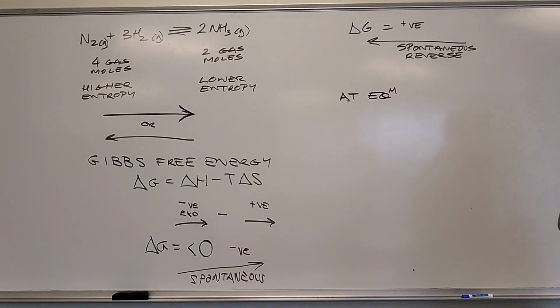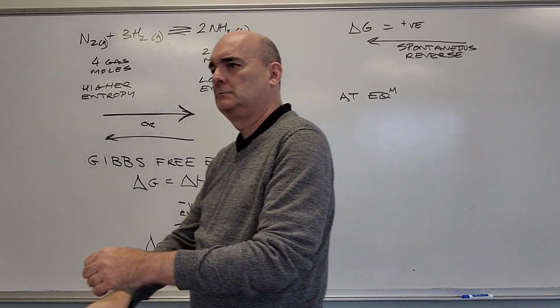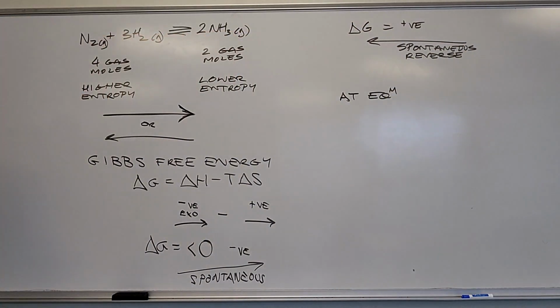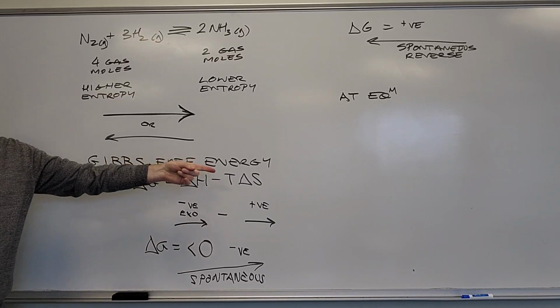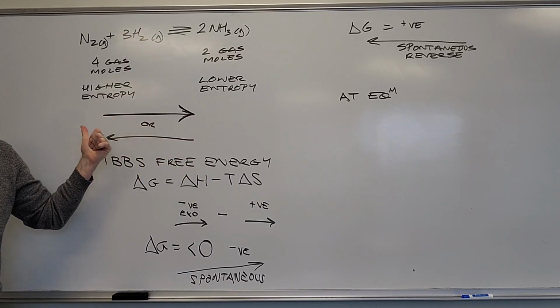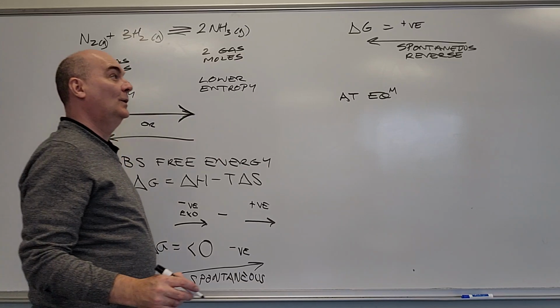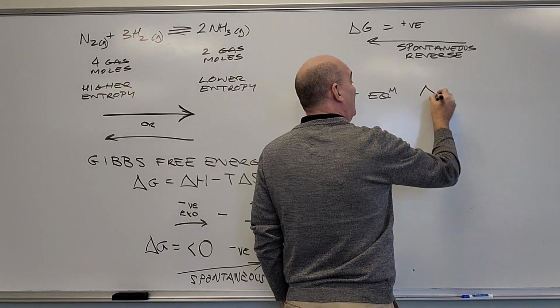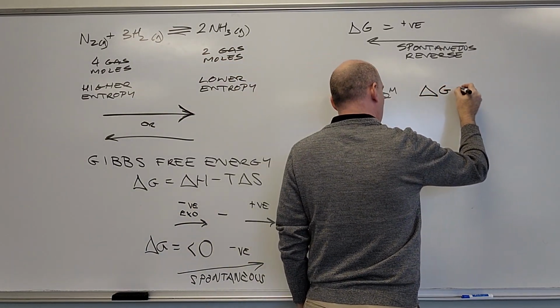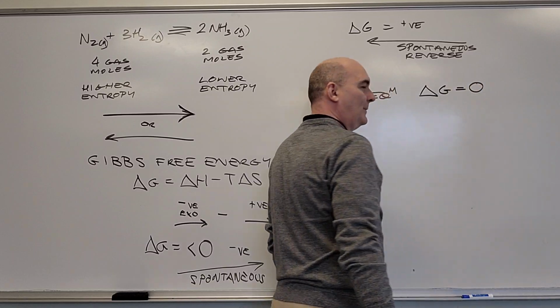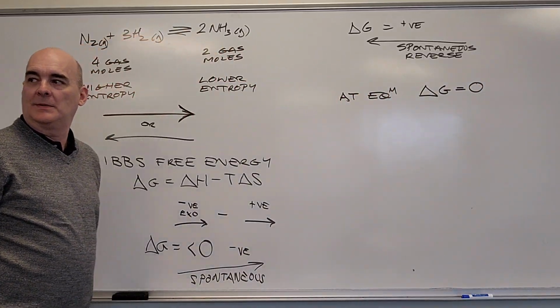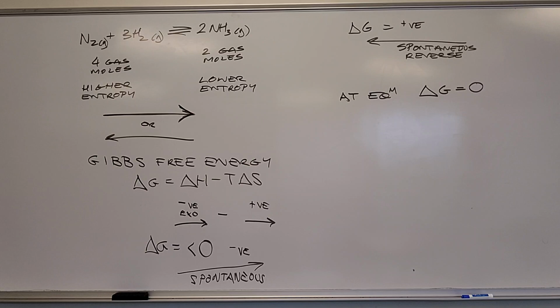At equilibrium, is the reaction going forward to the left or to the right, or going back to the left? What's happening at equilibrium? Is it going left to right or right to left? Both. It's both, evenly. So at equilibrium, delta G is not a negative number and is not a positive number. At equilibrium, delta G is 0.